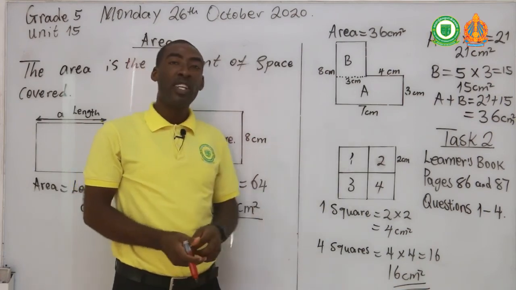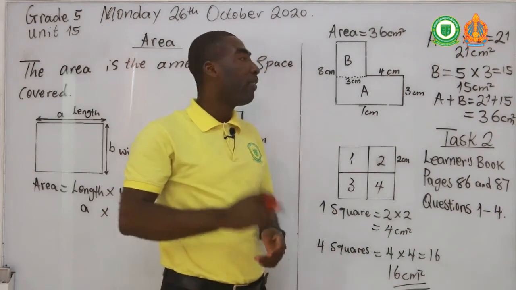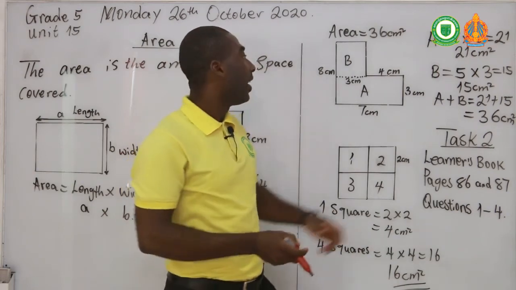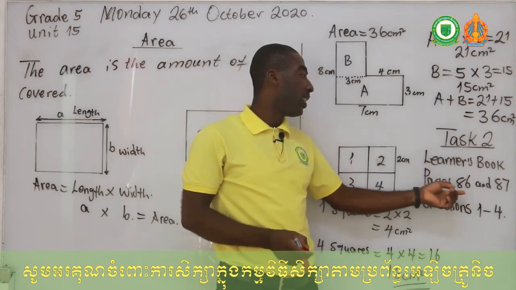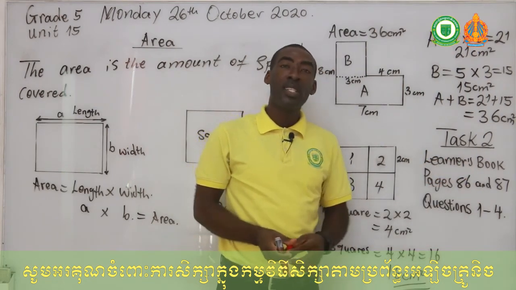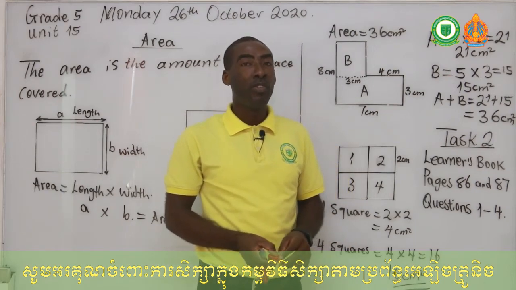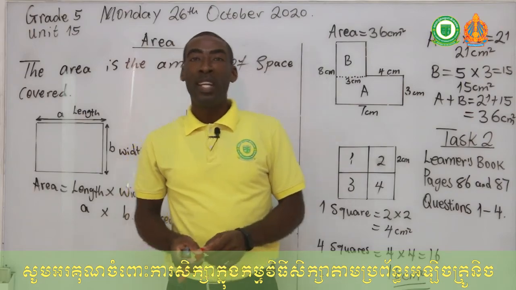I hope you have enjoyed this section, going through area, and you are now ready for your second activity. In your second activity, I want you to open to your learner's book, pages 86 and 87. You are doing questions 1 up to 4. I'll see you again on the last video.